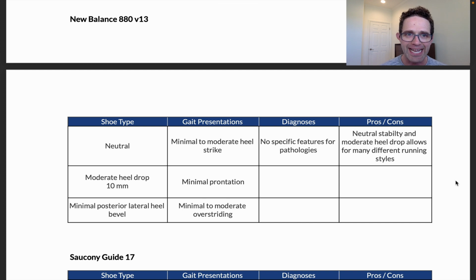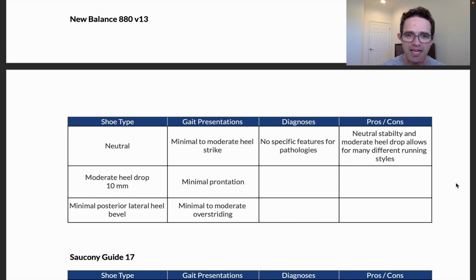The New Balance 880s, another good shoe. However, there are some aspects of the shoe that might be important to note. It's a neutral shoe, 10 millimeters of heel drop to it. It's also going to have minimal posterior lateral heel bevel as well.